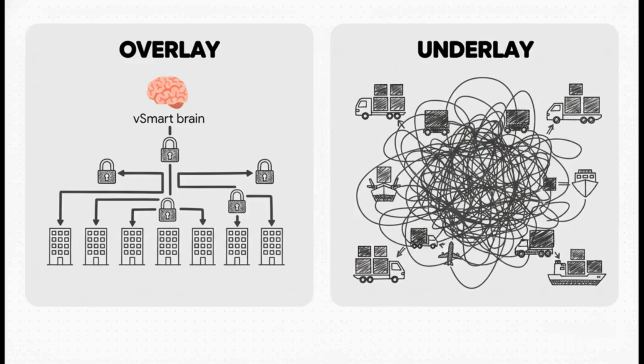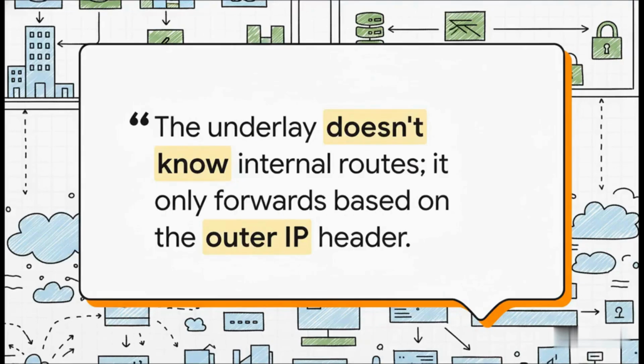Then on the other hand, you have the underlay, and that's just the raw transport. The public internet, MPLS circuits, LTE, it's just the muscle. The underlay is dumb. It has no clue what's inside the packets it's carrying. It just passes them along based on that public-facing outer envelope. And this quote right here, it really just nails it. The underlay doesn't know internal routes. It only forwards based on the outer IP header.